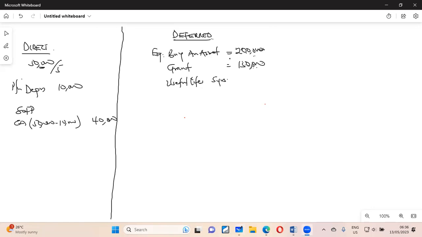Okay, so that means that with the direct method, we will not recognize the 150,000 anywhere, just like we did in the revenue grant. You don't bring it into the story because they are saying that it is the government that spent that money. It is not me. It is not the company. Are you getting it?